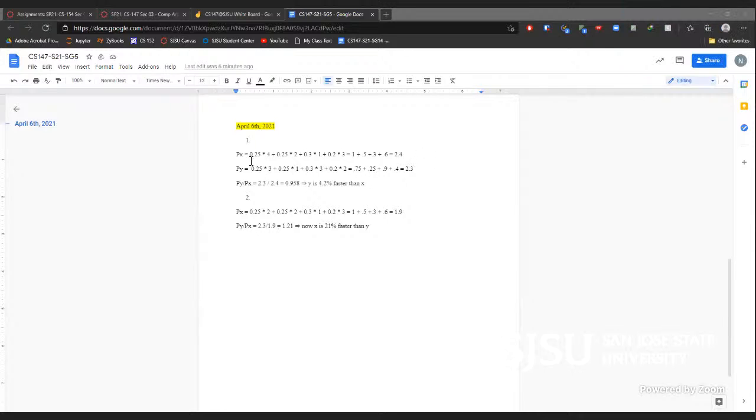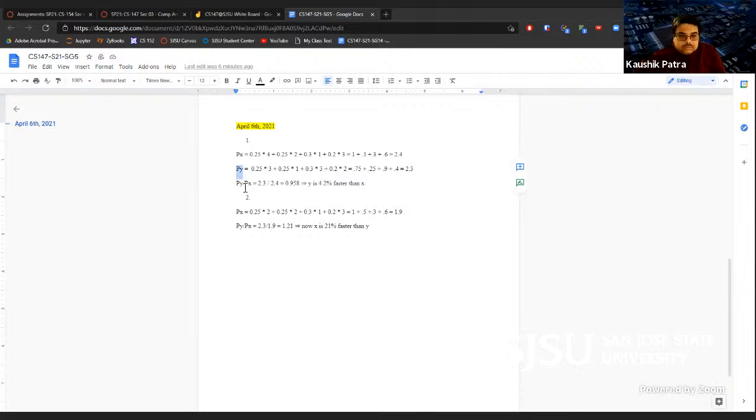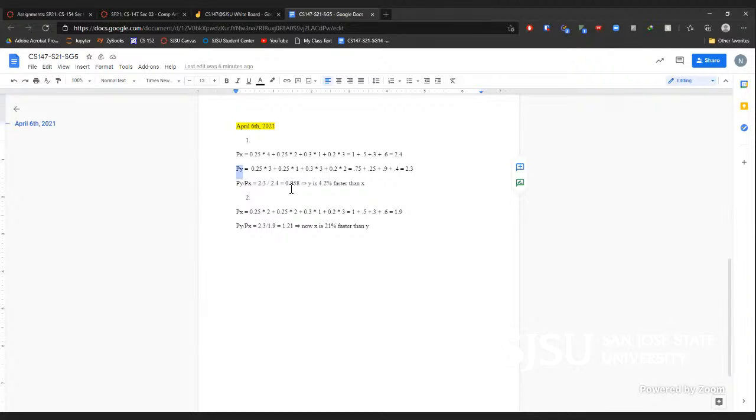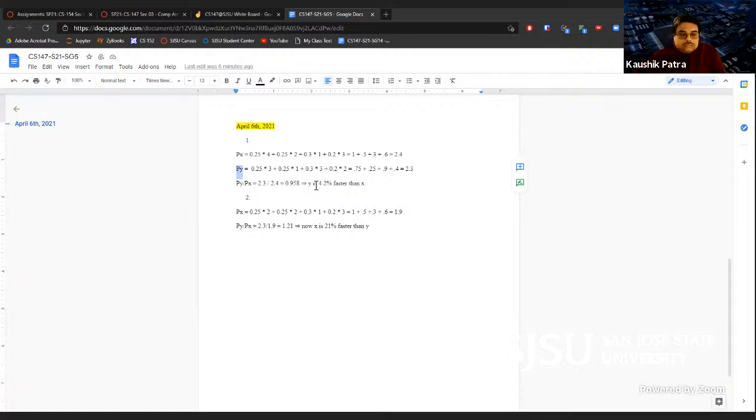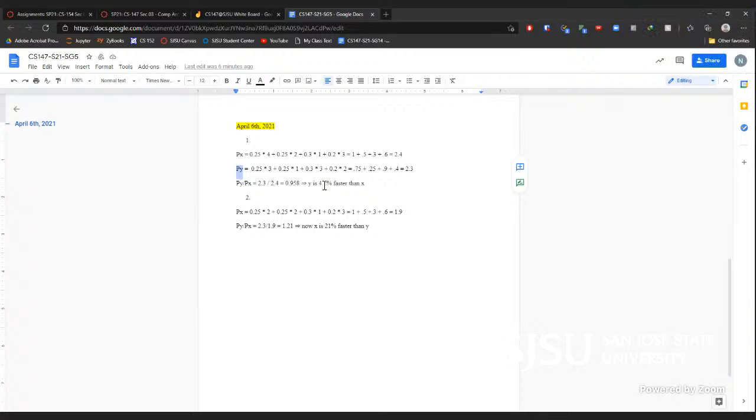Okay. So this is how we did it. For px, that's going to be 25% times 4 instructions for type A. Likewise, we have that for type B, type C, type D, and then the sum of that is going to be 2.4. We did the same thing for py, and we got 2.3. For the conclusion, we got py over px equal 0.958. So I think Y is 4.2% faster than X.